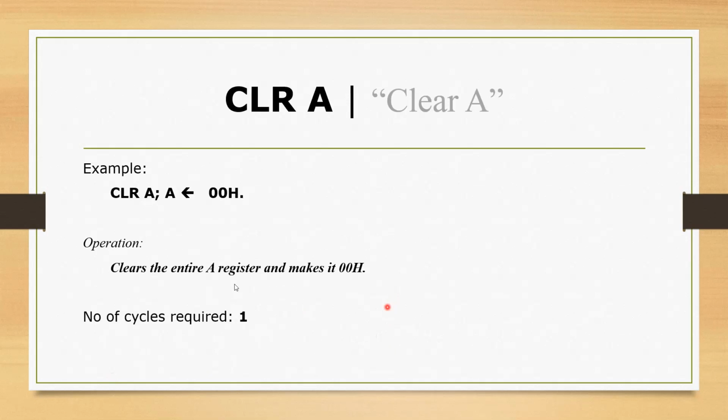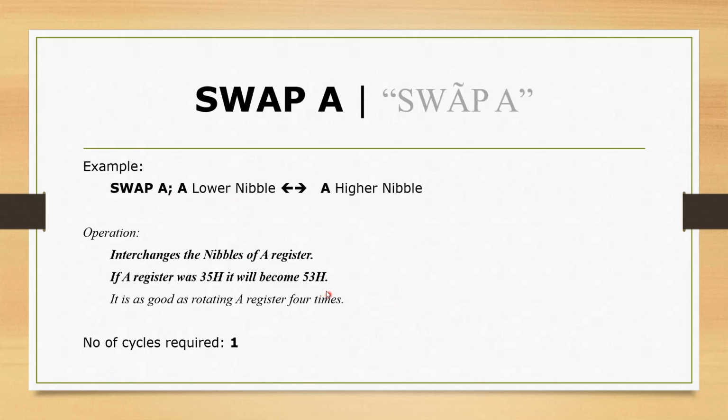So clear A, that is, clear the content of the A register. Whatever the content in the A register, it is cleared to 00 hex. It clears the entire A register and makes it 00 hex. Swap A means the lower nibble and the higher nibble are exchanged. Whatever the value in the A register, the lower nibble and higher nibble will get exchanged.